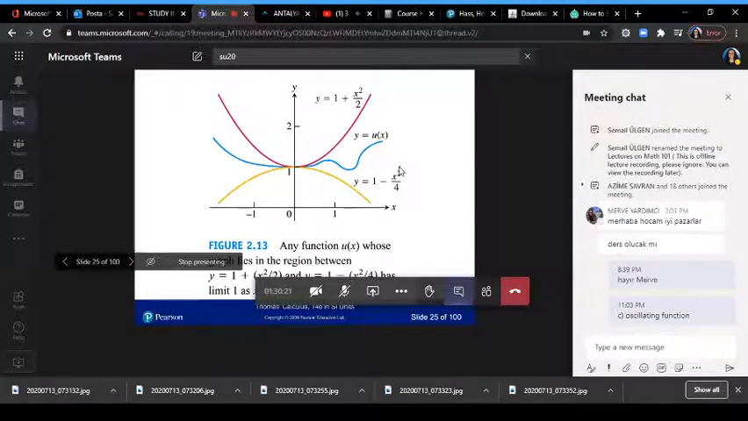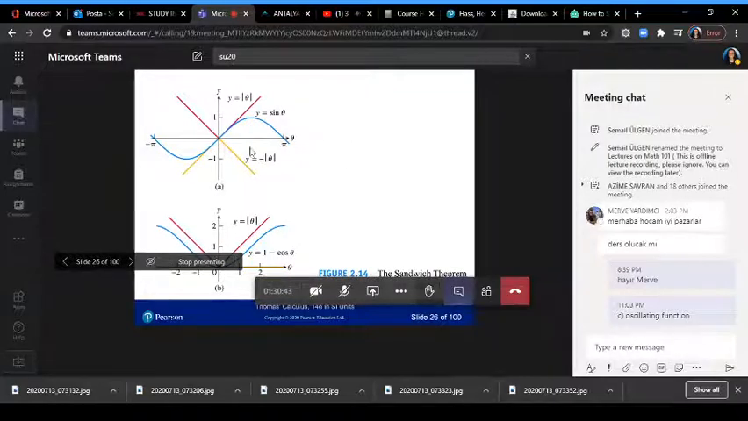And let's look at this. This is a polynomial too. And to find the limit, just put x equal to 0 in. 1 minus 0, it is 1. And from the top and bottom, the limit is 1. So any function that's in between these two functions is going to have the same limit as x approaches 0. Okay, so that's nice. We have two more examples here.